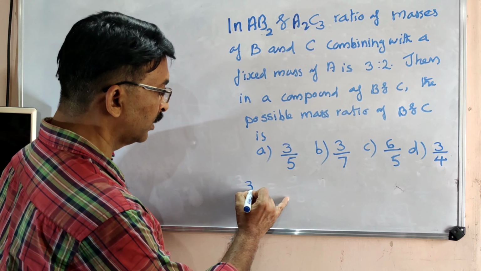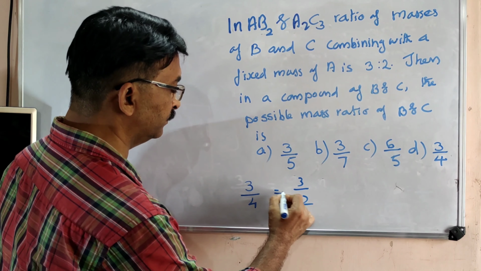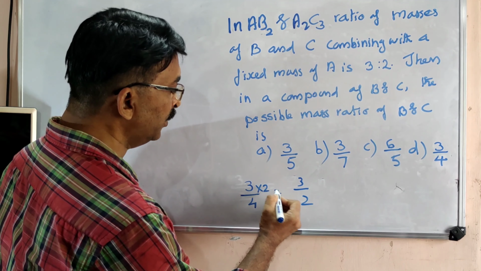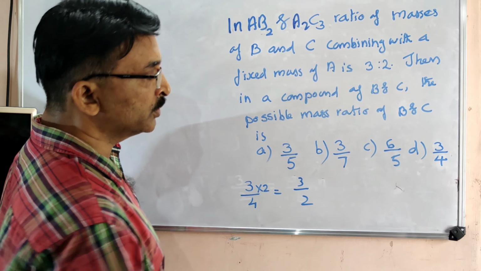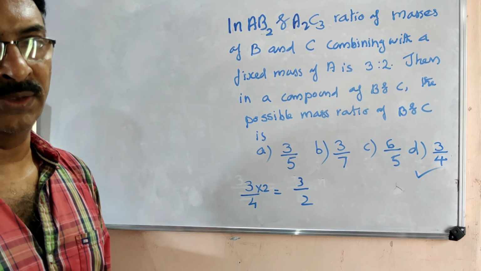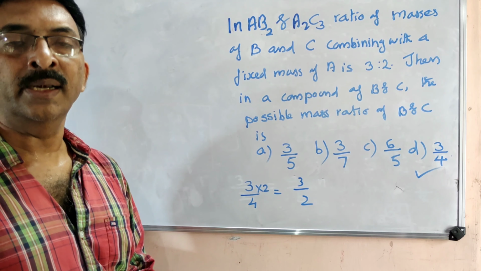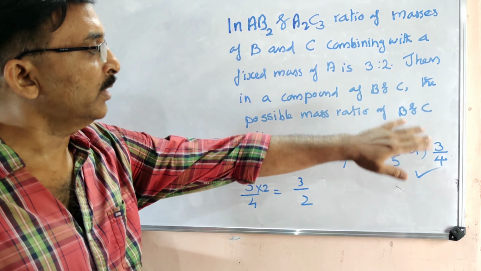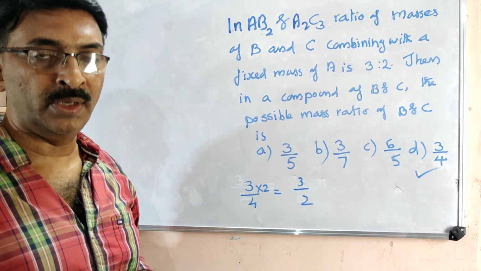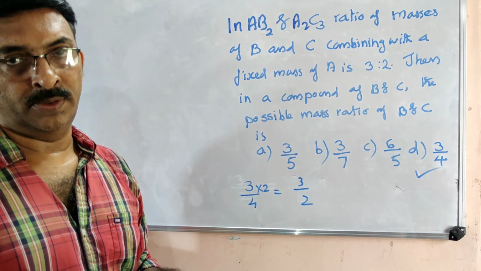Here 3/4 and 3/2. 3/4 into 2 is equal to 3/2. So our answer will be D. D is the answer. So you have to remember this condition, that this ratio and one of the ratios given here will be related by a whole number.